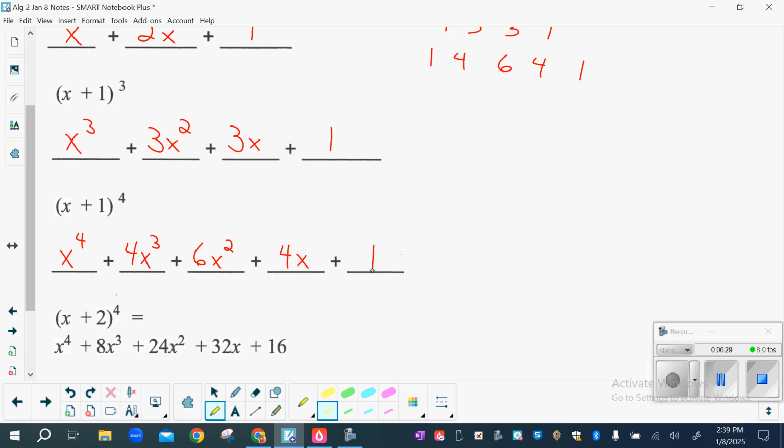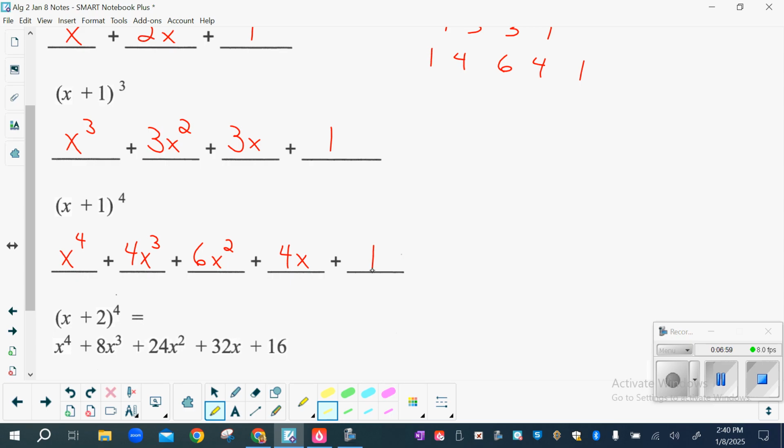So where do these numbers come from? Where do the coefficients come from? In which row? 4. And look, the exponent is a 4 there. So it comes from the 4th row. So this is where we can use Pascal's triangle. Notice this is a binomial. 2 terms is a binomial. So it's the binomial expansion.